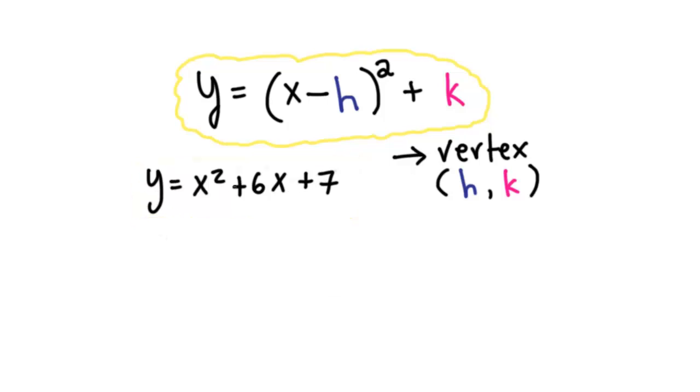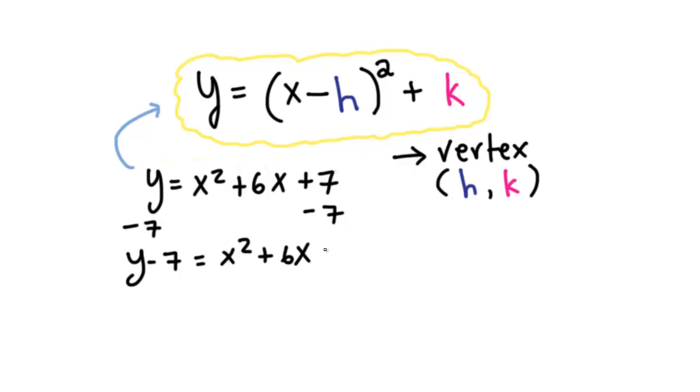Alright, let's take a look at this example here. We have y equals x squared plus 6x plus 7. So what we want to do is try to make this look like the top equation here. So I would take the plus 7 and bring it to this side. Let's minus 7 from both sides. So you'll end up with y minus 7 equal to x squared plus 6x plus the question mark, because what we're trying to do is complete this square here.